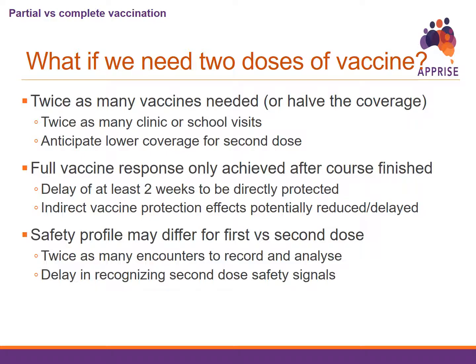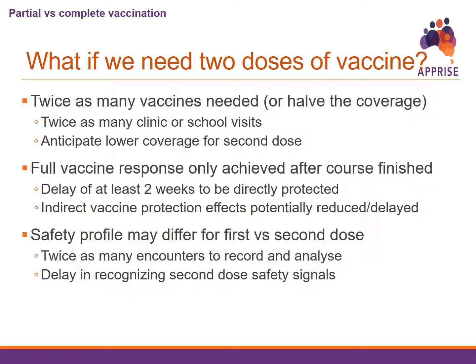What happens if we need 2 doses of vaccine? So we said that sometimes only 1 might be needed to achieve high levels of antibody, but in other cases 2 doses are required. This means that we're going to need twice as many vaccines to immunise the same number of people, or else halve the coverage. That means there'd be twice as many clinical school visits, and based on our experience, we know that less people will actually turn up for the second dose, so the coverage of that full vaccination is likely to be less.